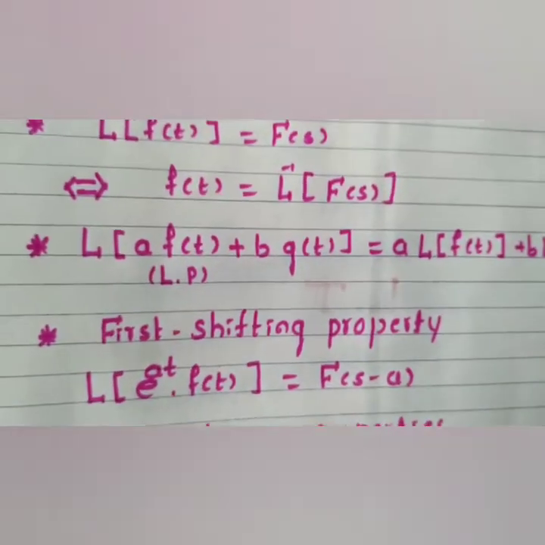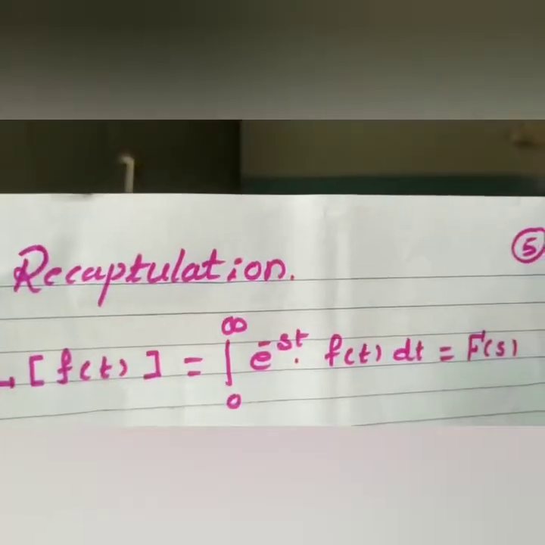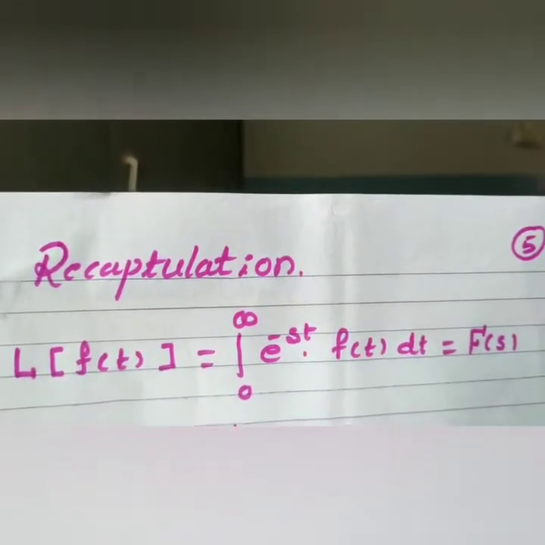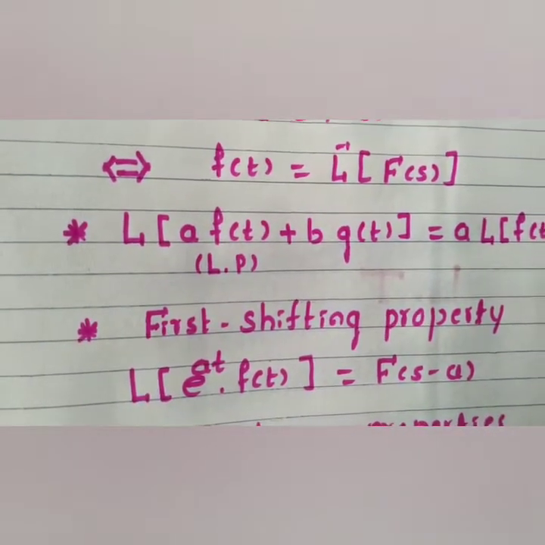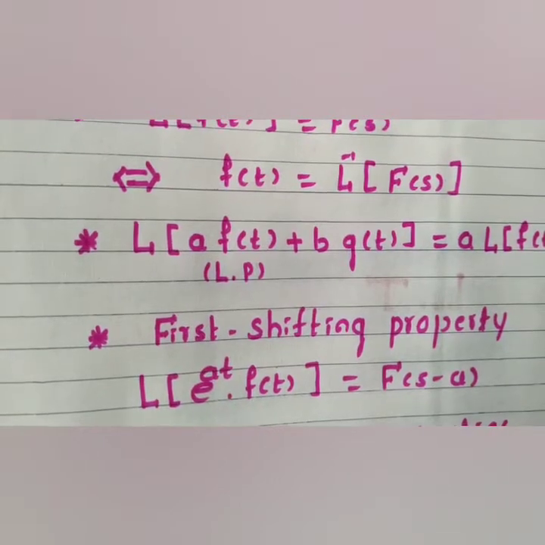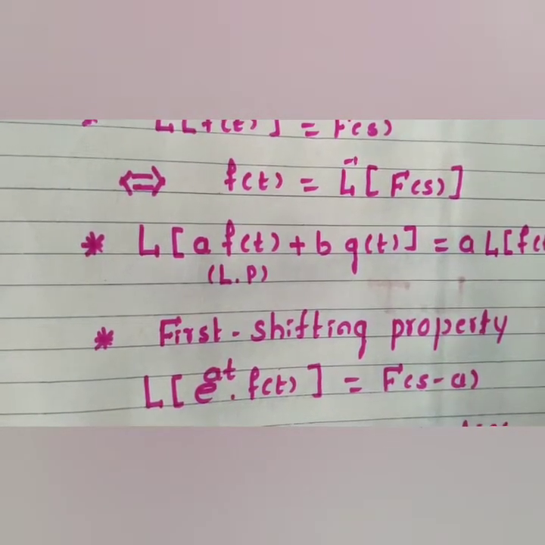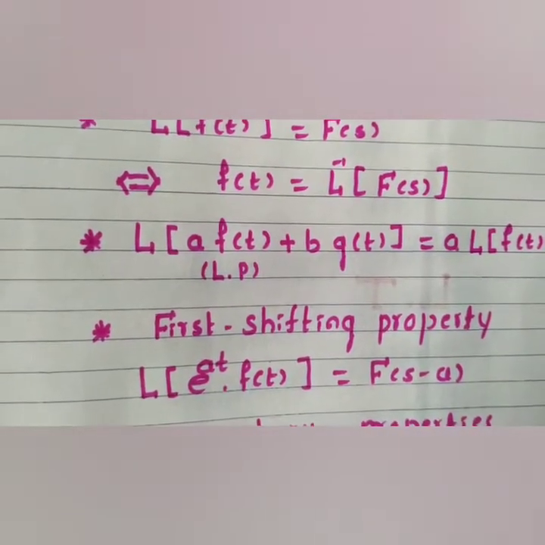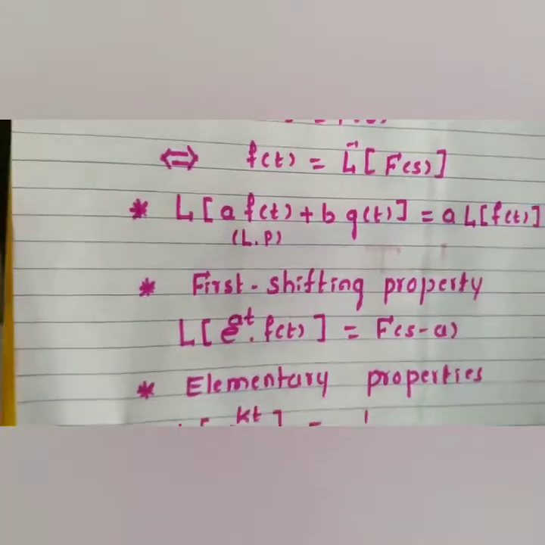Then the first shifting property, a very important one. If L of f of t, integration from 0 to infinity e raised to minus st into f of t, is denoted as F of s, it means that L of f of t is F of s. If it is L of e raised to at into f of t, and L of f of t is F of s, then it becomes F of s minus a. So e raised to at into f of t is taken to the Laplace transformation, it becomes F of s minus a.